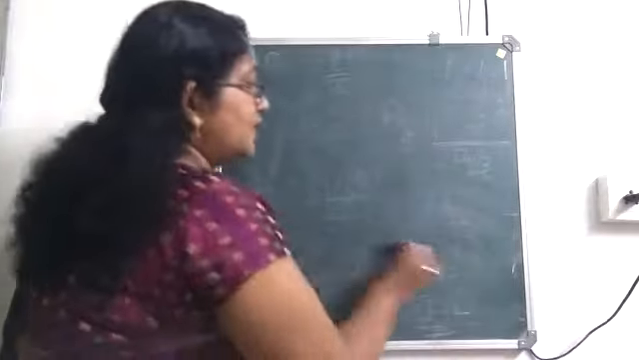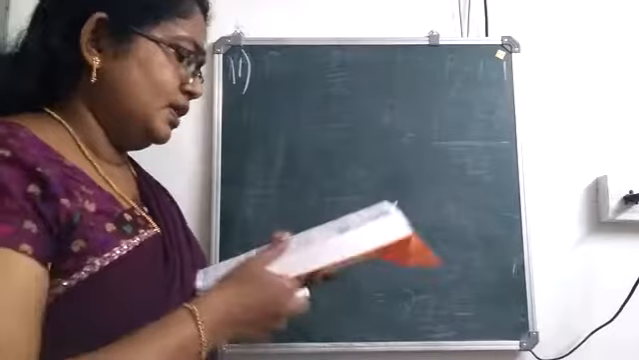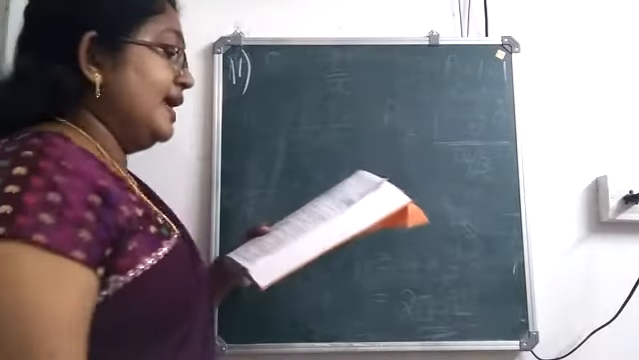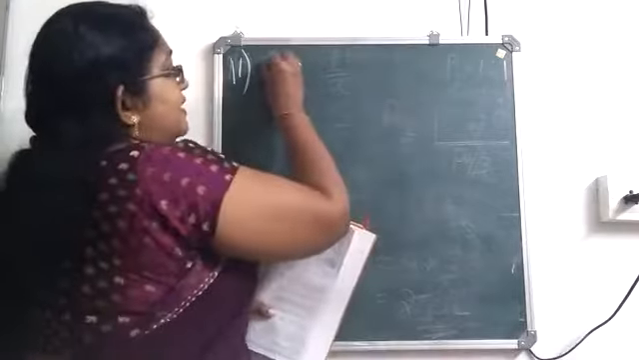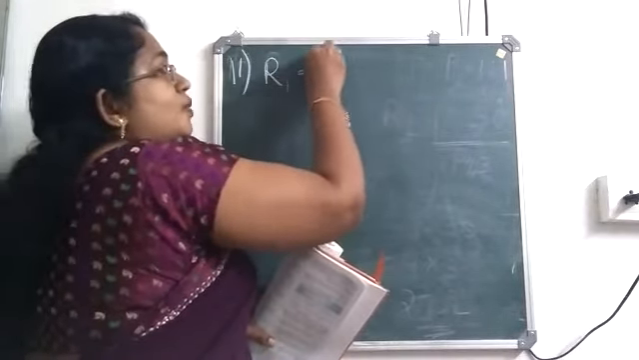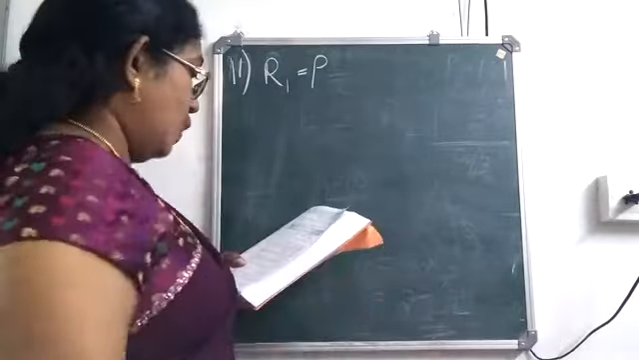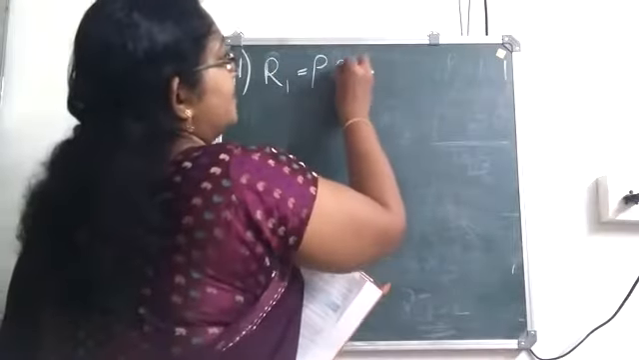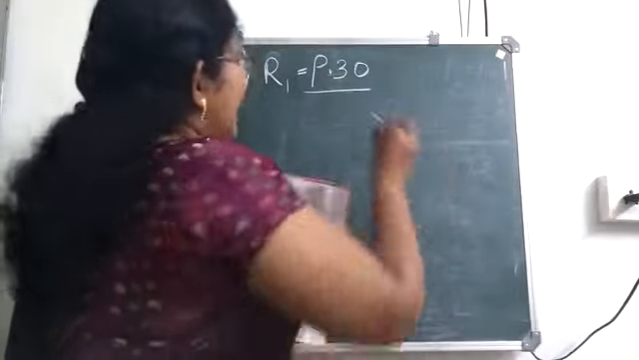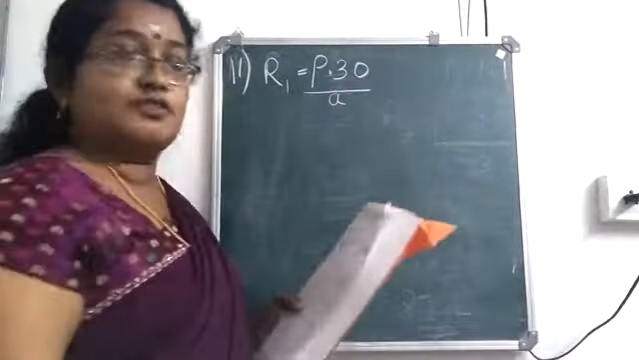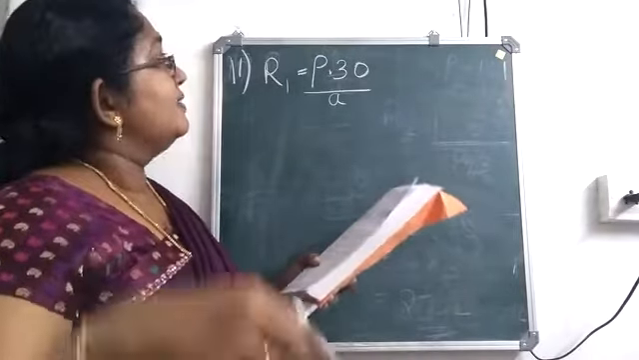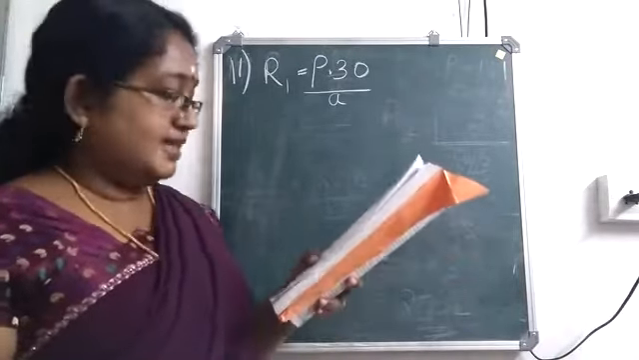So what is given here? A wire of resistance 9 ohm having length 30 centimeter. So first I am writing R1 is equal to rho into, what about the length? Length of the wire is given as 30 centimeter. And here let it be A itself. First case, A will be the area, and the length of the wire is 30 centimeter.